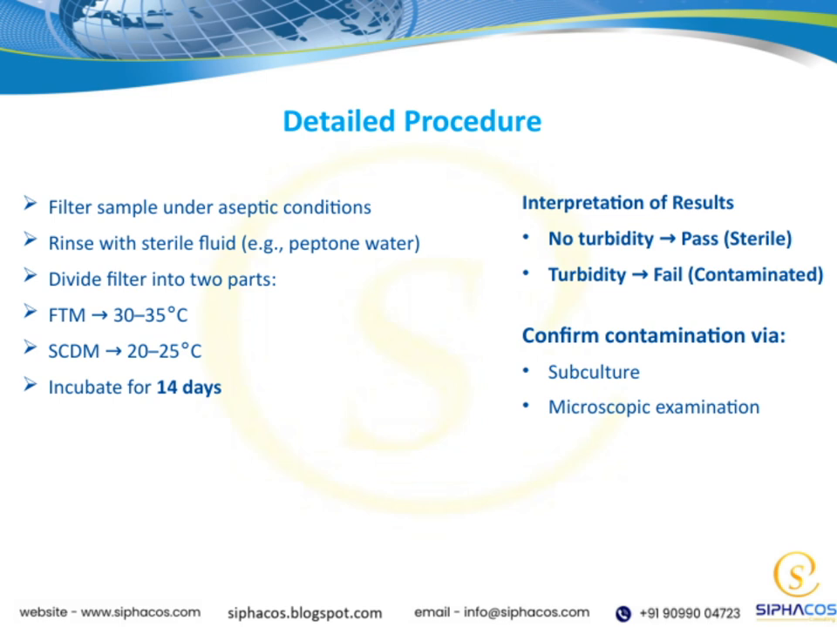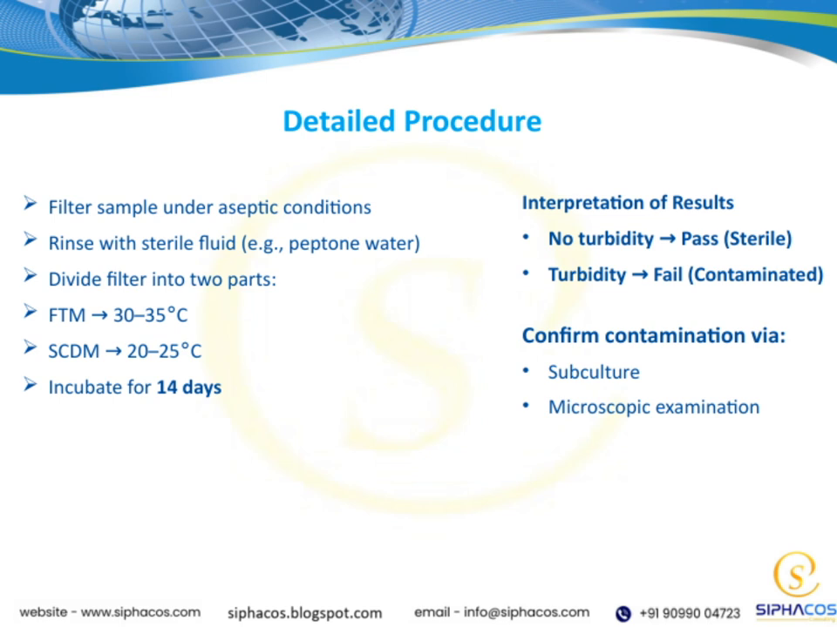The detailed procedure begins with filtering the sample under aseptic conditions to prevent any external contamination. After filtering, we rinse the filter with a sterile fluid, such as peptone water, to wash away any residual particles. Next, we divide the filter into two parts. One part is incubated at 30 to 35 degrees Celsius in a fluid thioglycolate medium, or FTM, which is ideal for growing many types of bacteria.